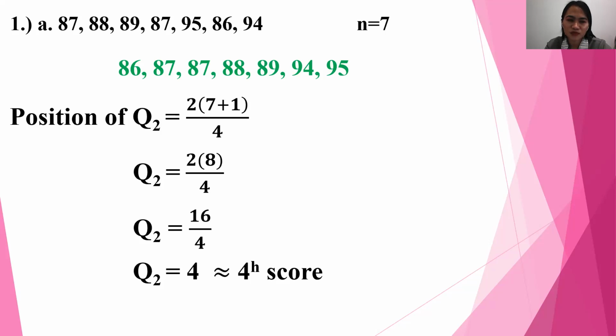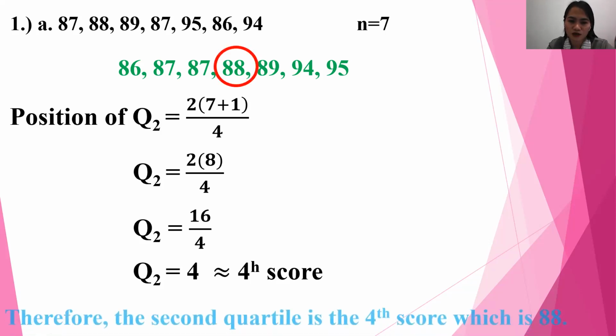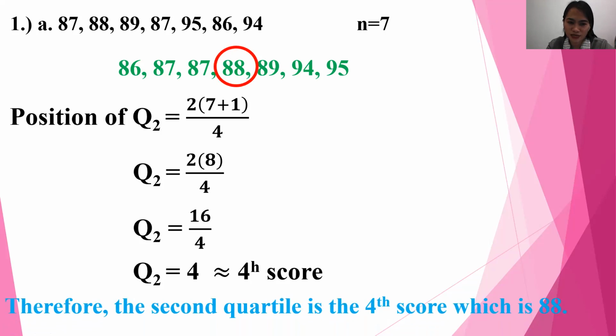Okay, so we will find the second quartile. Did you get the same answer? Very good. So our second quartile is the fourth score. What is the fourth score in our data distribution? Okay, 88. So the second quartile is the fourth score, which is 88.